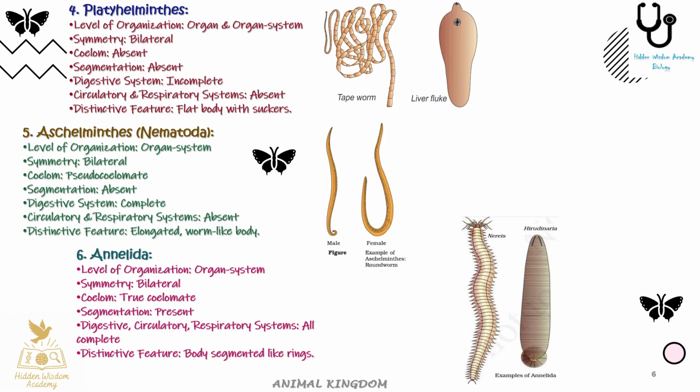Annelida, the segmented worms, have bilateral symmetry and are coelomate with true segmentation. They possess a complete digestive system and a closed circulatory system, though they lack a respiratory system. Their characteristic feature is body segmentation resembling rings.